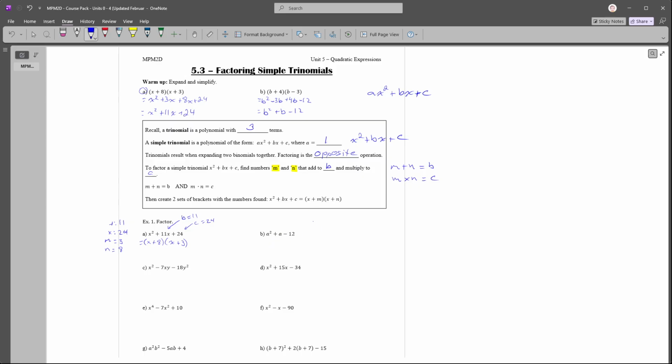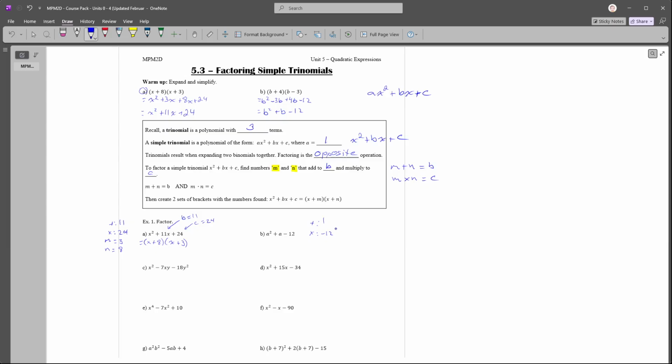So let's do another one over here. In this case, we need to find two numbers that add to B. Well, B is a 1. There's that imaginary 1 that's sitting right there. So they add to 1, and they multiply to negative 12. Now we see something a little bit more interesting. We have to find it so the product comes out to a negative 12.